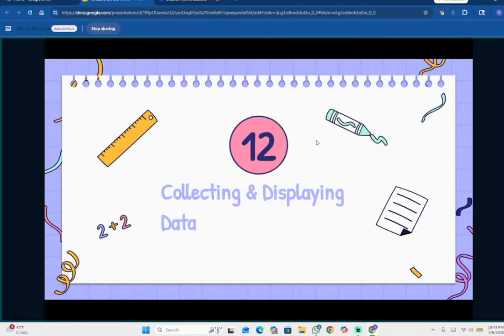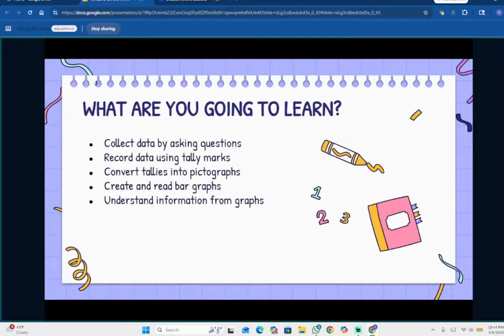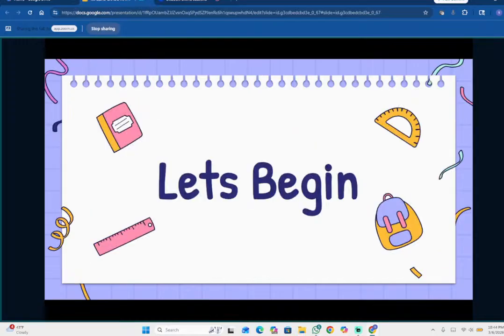So we're gonna start class now. Collecting and displaying data. What you are going to learn: collect data by asking questions, record data using tally marks, convert tallies into pictographs, create and read bar graphs, understand information from graphs. Let's begin.